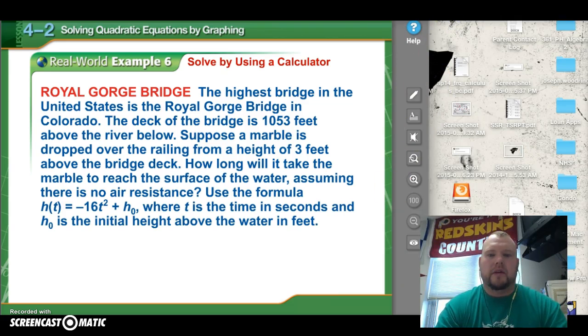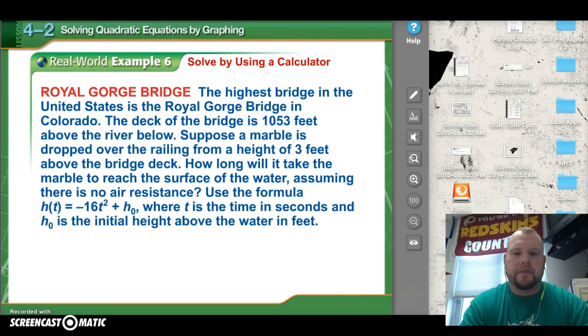All right, we have a real-world example here. This is about the Royal Gorge Bridge. The highest bridge in the United States is the Royal Gorge Bridge in Colorado. The deck of the bridge is 1,053 feet above the river below. Suppose a marble is dropped over the railing from a height of 3 feet above the bridge deck.